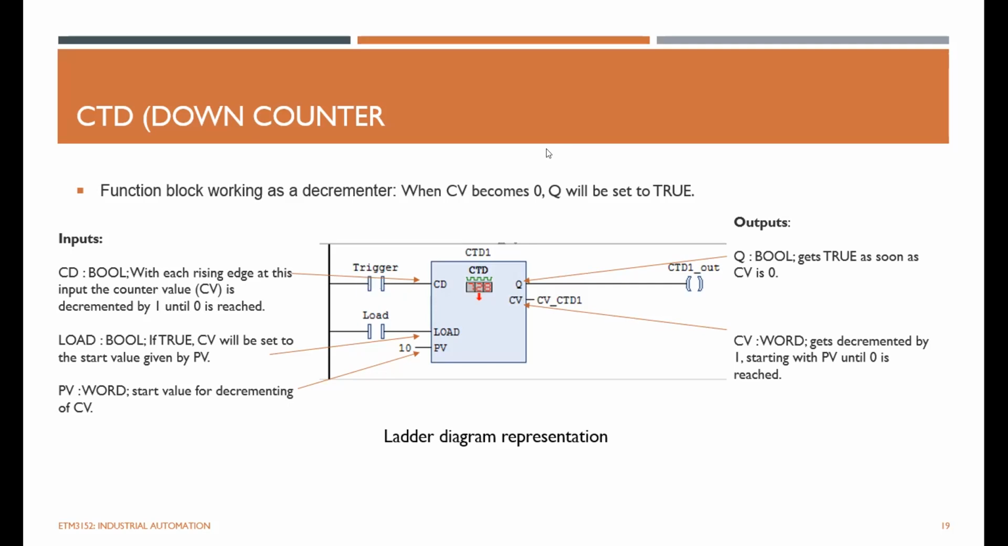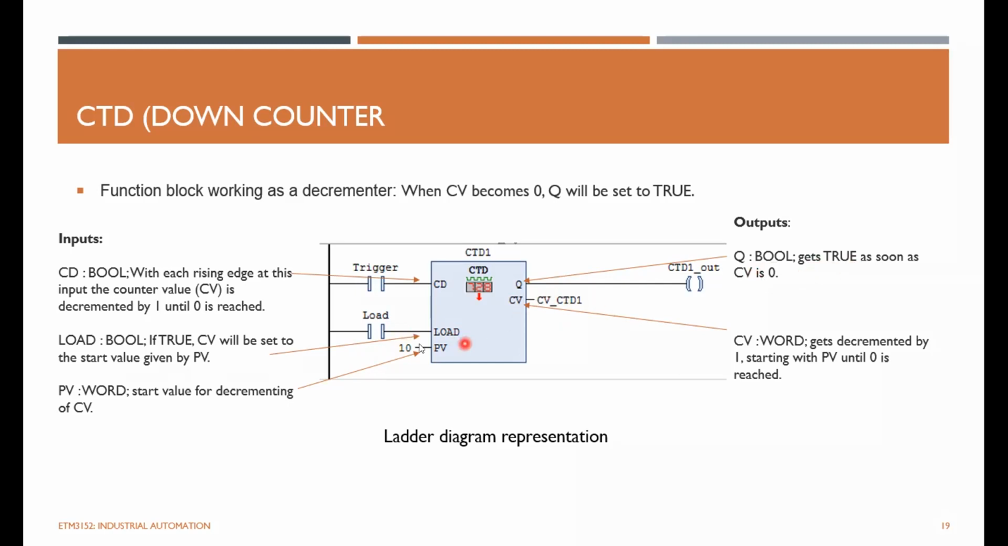So whenever I press the trigger high, the value is decremented by 1 from this preset value. If you don't press this load, it won't work, right? So you have to define your preset value and initiate with it and press load, then it will go to here. So then you can trigger, and it is decreasing from the value here. And once this current value reaches 0, the output gets high, right?